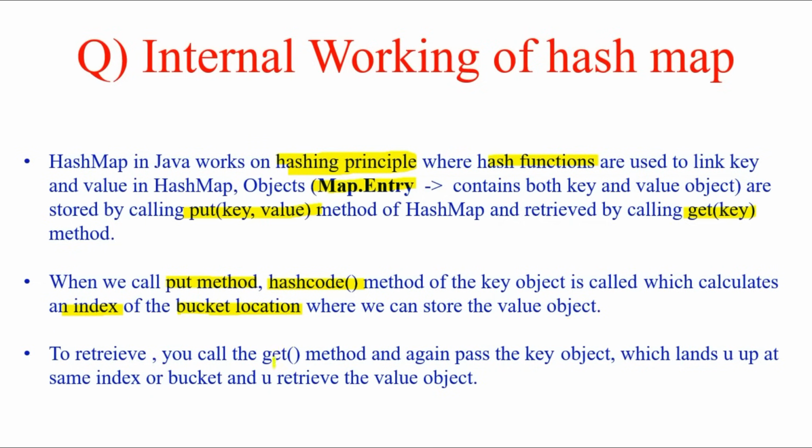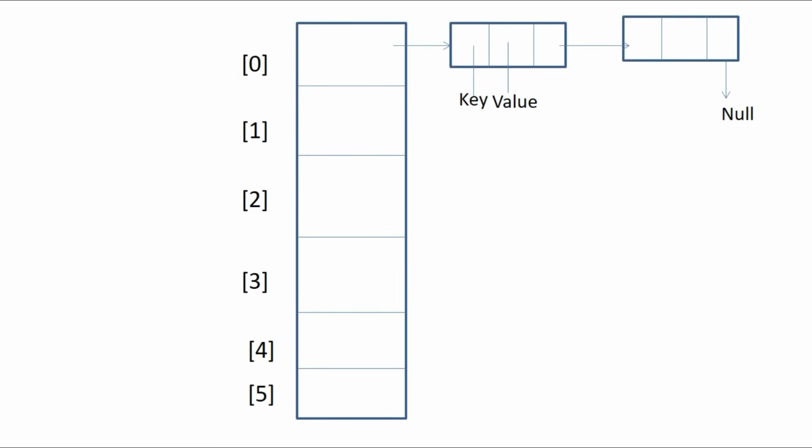The next important thing is when you try to retrieve it, you will call a get method and pass your key object. It will land you at the same bucket and you can retrieve the value of that object. So did you get an overview of it? Now let's see that programmatically. This is my hash table, and this is my entry object. Remember this very importantly: the key value pair is always stored in the table. It is not just the value which is stored.